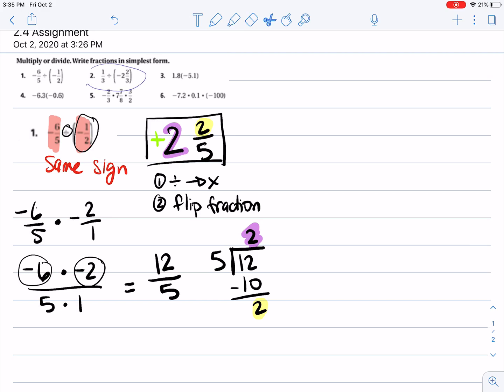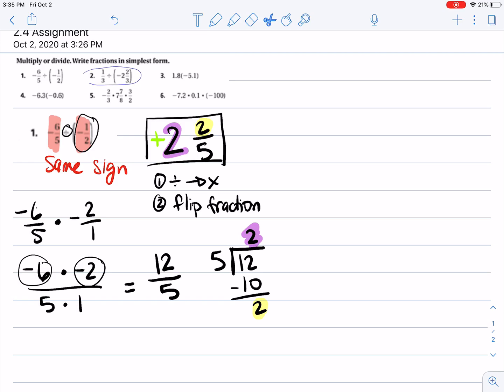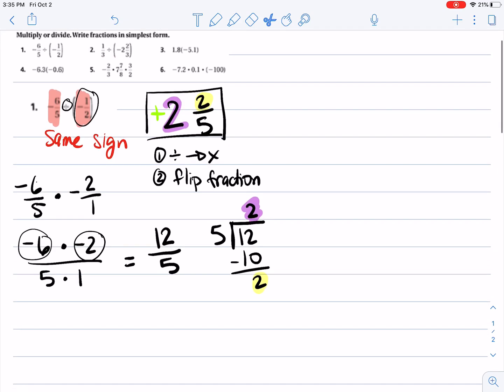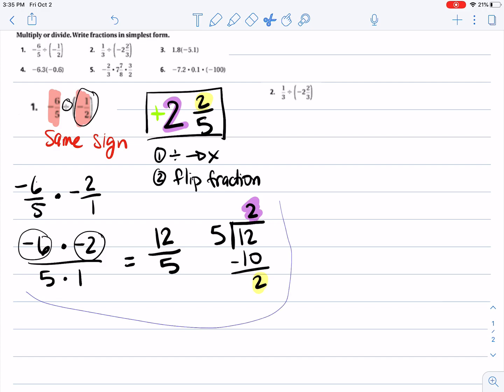Okay, we'll take number 2. I think I can fit this over here. Try to conserve some space.